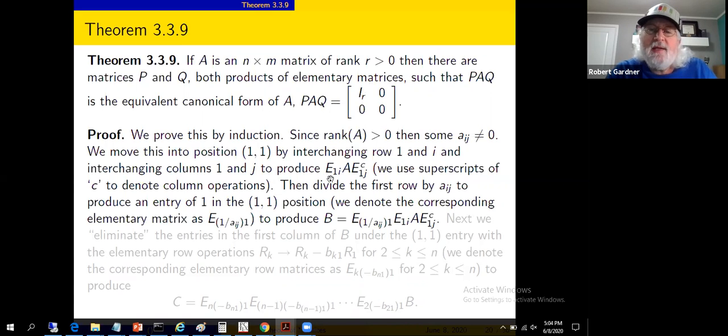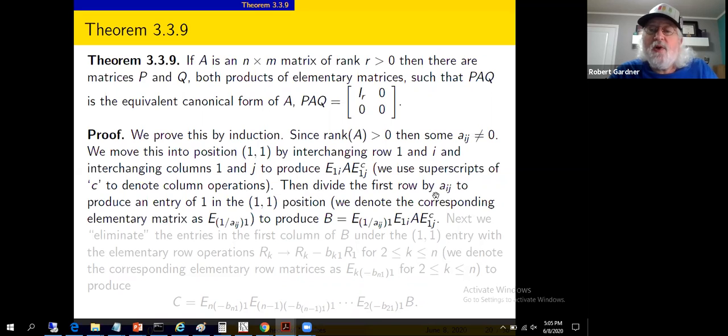So I'm going to denote that as E sub 1I. We have that elementary matrix on the left, so that's interchanging row 1 and row I. And on the right, E sub 1J superscript C, using the superscript C to indicate it's a column operation. The fact that it's on the right would indicate that you've dealt with a column operation, but I want to stick those C's in there anyhow. And we interchange column 1 and column J. So that gets this ij entry up there in the 1,1 entry. All right, we want an identity there. Okay, so next, let's take that ij entry that's up there in the 1,1 position now and divide it by itself.